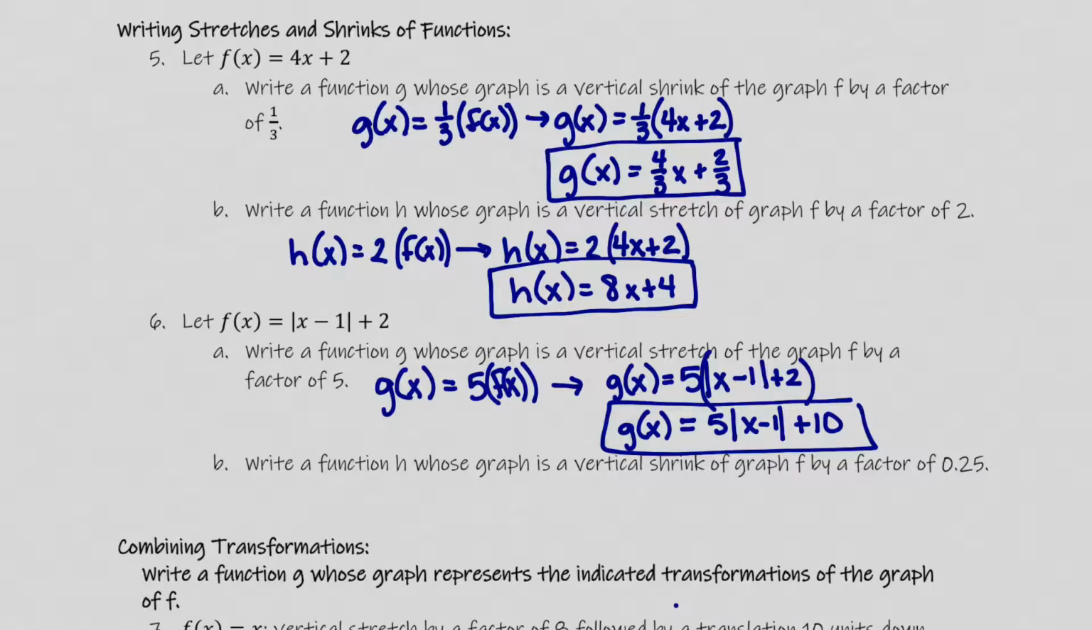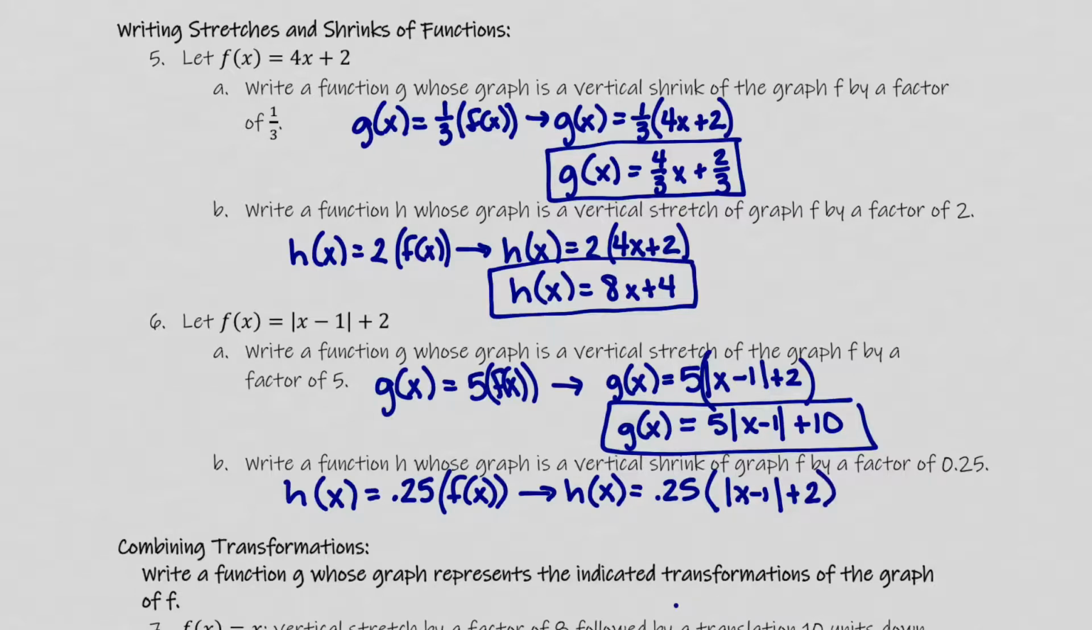Okay, so write a function h that is a vertical shrink of graph f by a factor of 0.25. So we're going to take 0.25 times the function f. So function h is going to be 0.25 times the absolute value of x minus 1 plus 2. Again, when I multiply the absolute value bars, that 0.25 stays out front. And then when I take 2 times 0.25, I get 0.5.